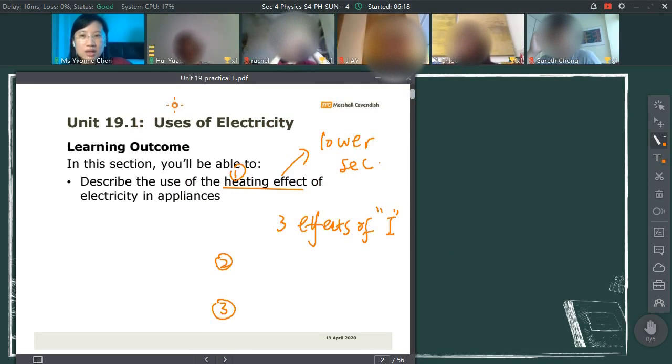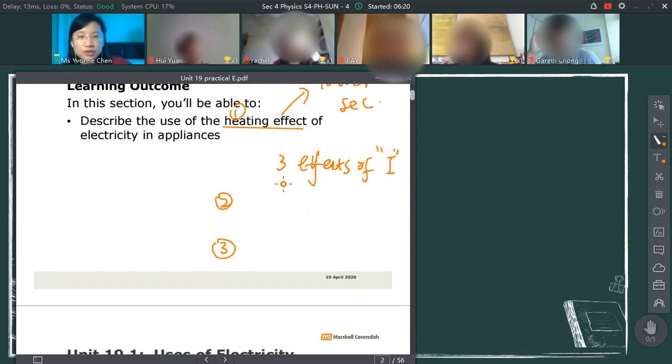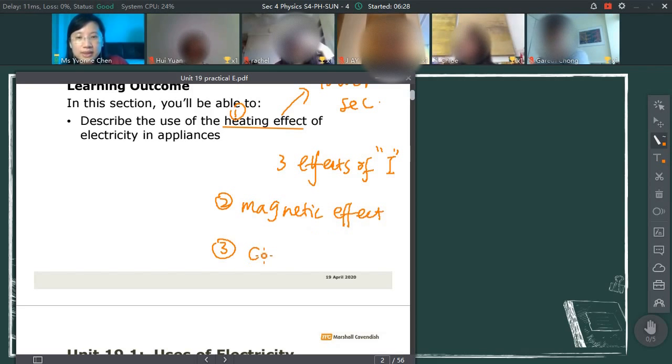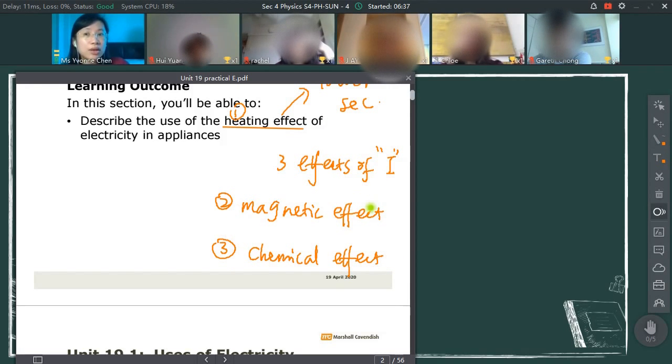So the three effects are actually heating effect, the other one is magnetic effect, and the last one is chemical effect. These are the three effects of current. It could come out in your MCQ question. Heating effect, magnetic effect, and chemical effect of current.